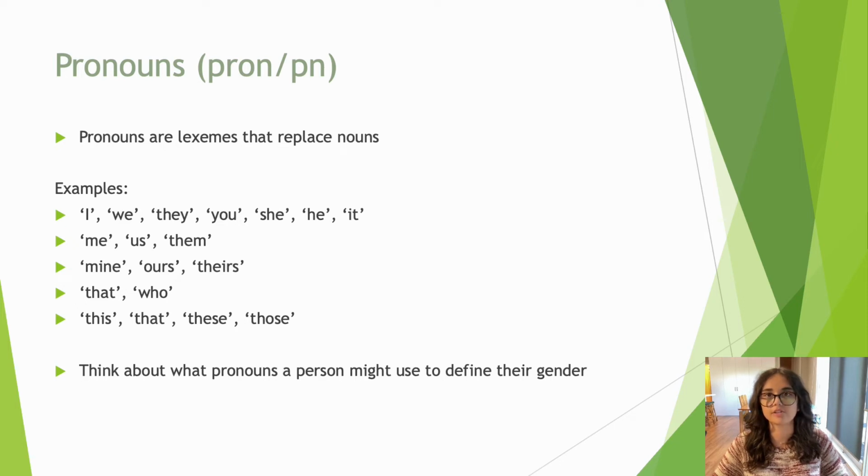So when someone introduces themselves, hi, I'm Maddie, I use she, her pronouns. It's a way of describing your gender or identity, and that can be an easy way for you to remember what a pronoun is as well. So these lexemes replace nouns. So instead of saying Maddie likes ice cream, you could say she likes ice cream, and the she is replacing the proper noun Maddie.